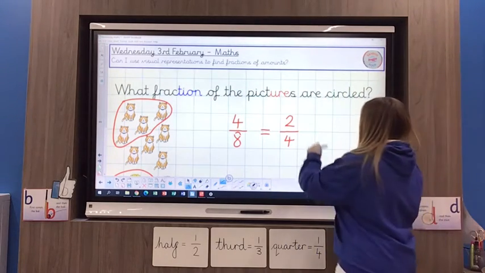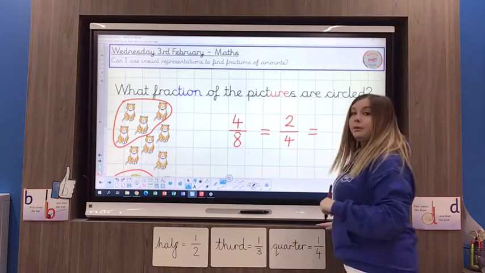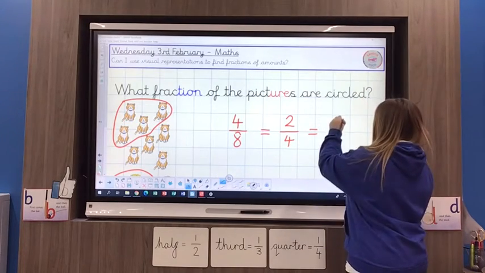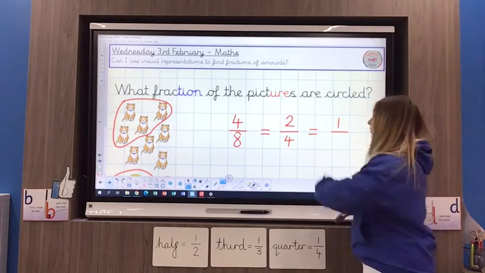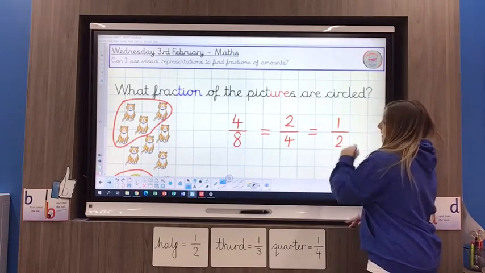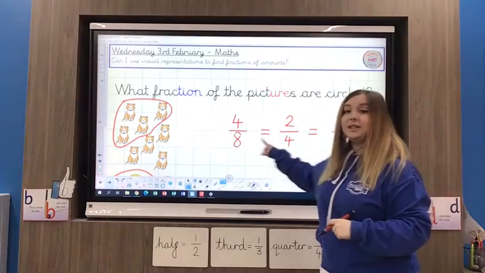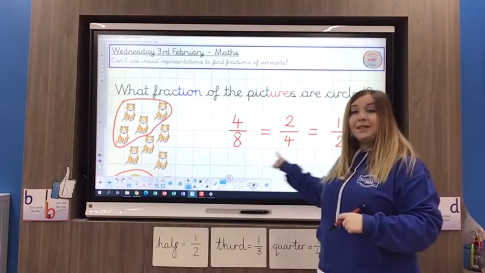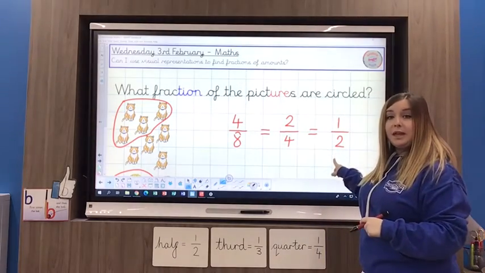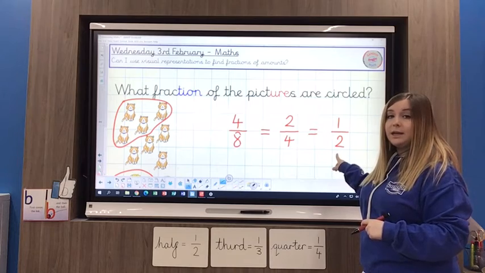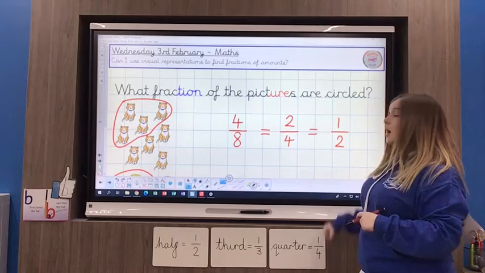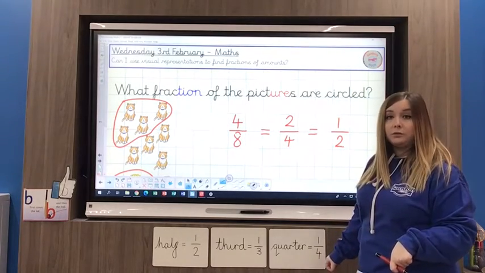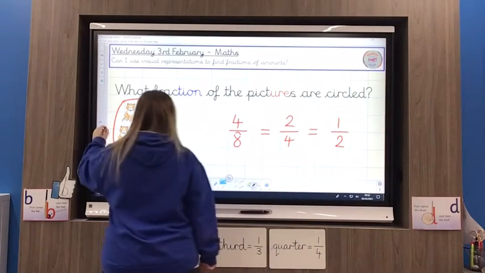They are. Okay, so what's half of 2? That's 1. And what's half of 4? That's 2. And all of these fractions mean the same. They're just a little bit easier to work with if they're like this one here. So I've got half of my picture circled. Let's have another go.